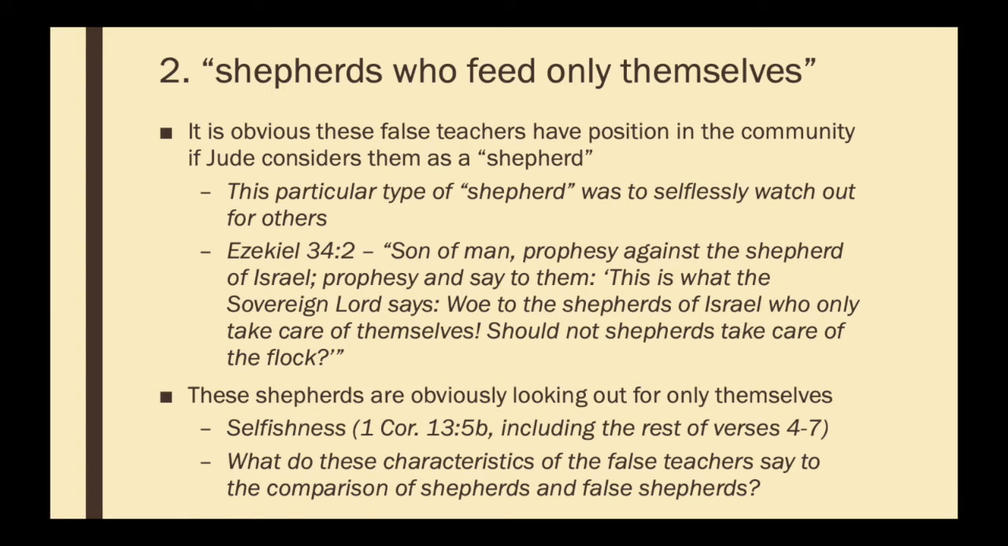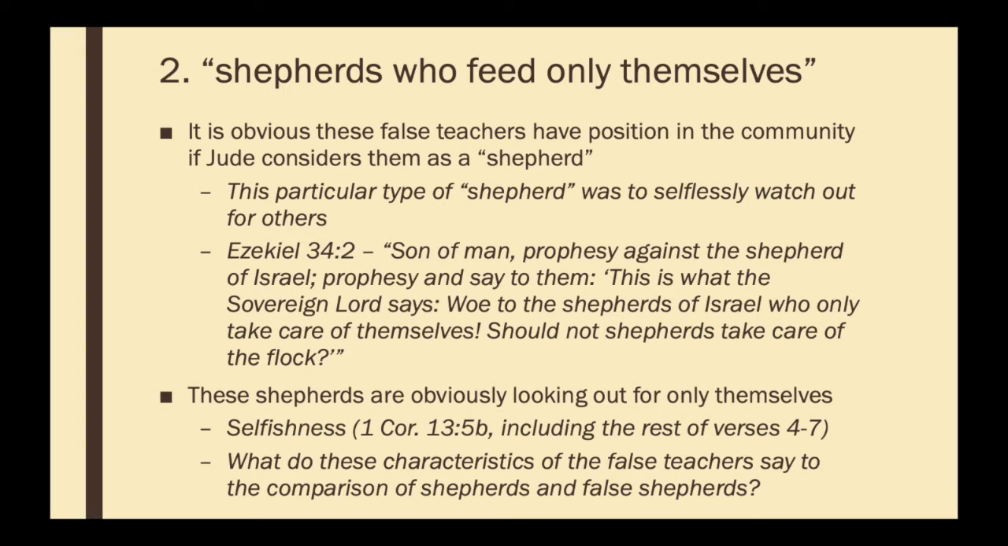For example, an Old Testament example, Ezekiel 34 verse 2, "Son of man, prophesy against the shepherds of Israel. Prophesy and say to them, this is what the sovereign Lord says. Woe to the shepherds of Israel who only take care of themselves. Should not shepherds take care of the flock?" Straightforward. That's what a shepherd is supposed to do. These shepherds are obviously looking out for only themselves.